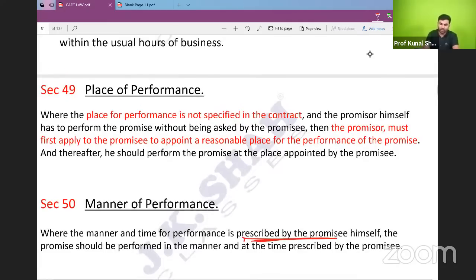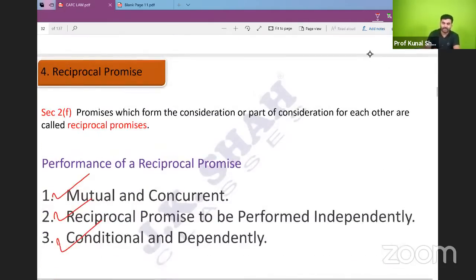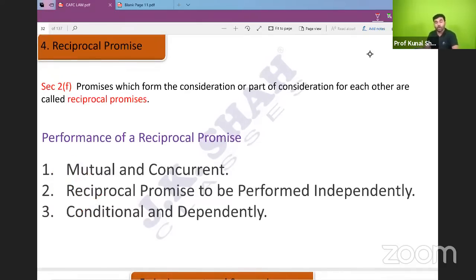Reciprocal promises. What do you mean by reciprocal promises? Law says promises which form the consideration or part of consideration for each other are called reciprocal promises. In plain English, reciprocal promises are promises made against a promise. I repeat, reciprocal promises are promises made against a promise.